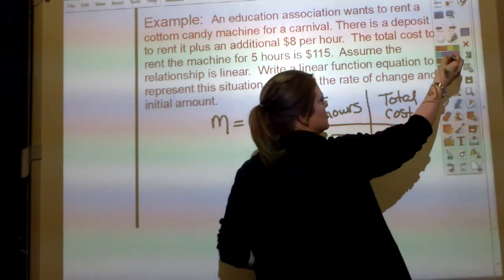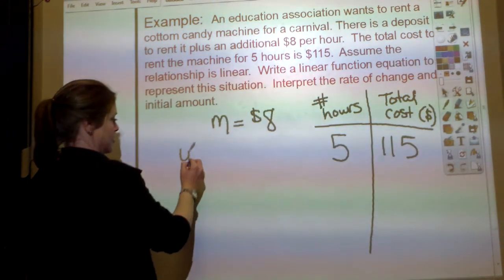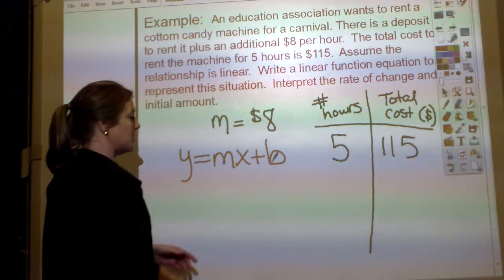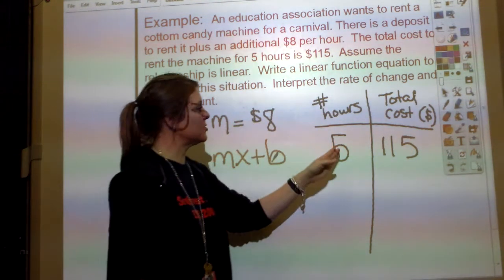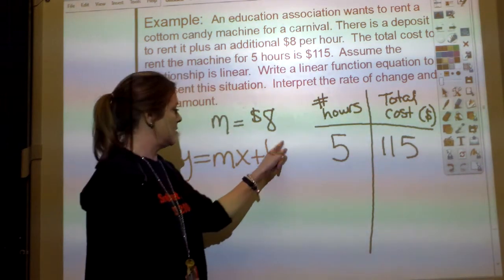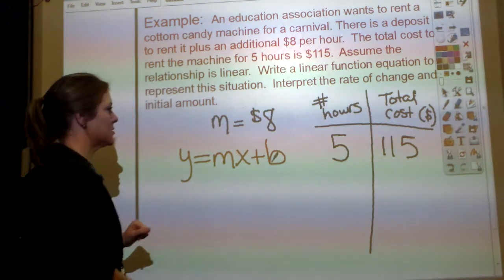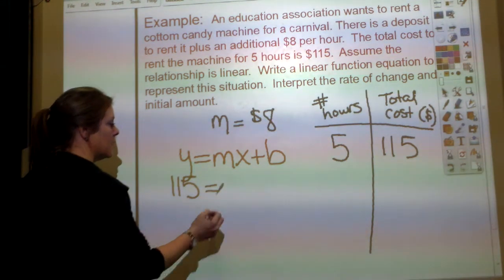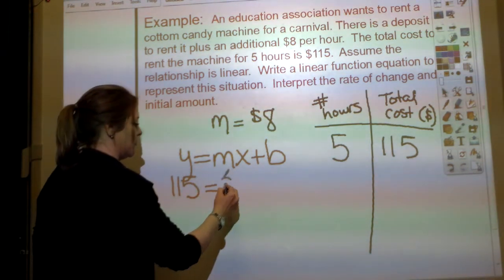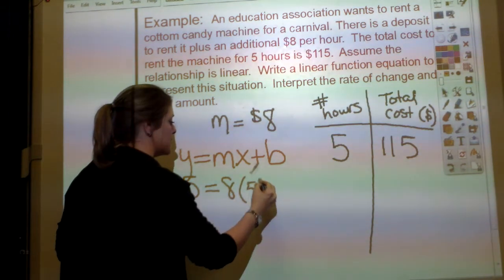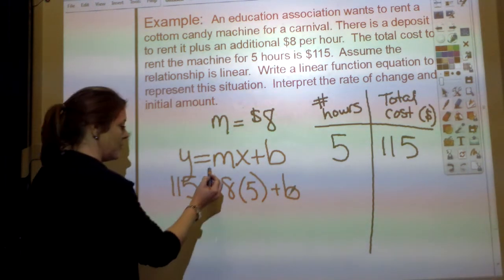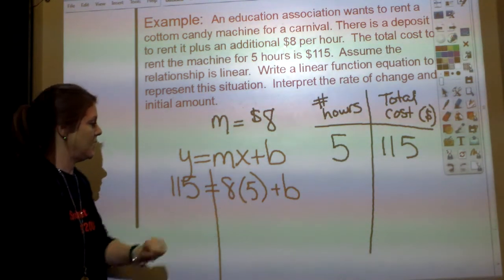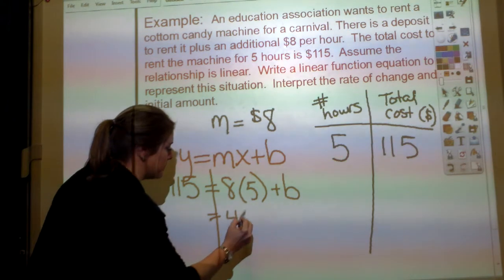So we can use the slope-intercept equation, y equals mx plus b, and plug these 3 values in. We'll solve it for b. So let's put 115 in for y. We're going to put 8 in for m and 5 in for x. Now we're just solving the equation to find out what b is. 8 times 5 is 40.